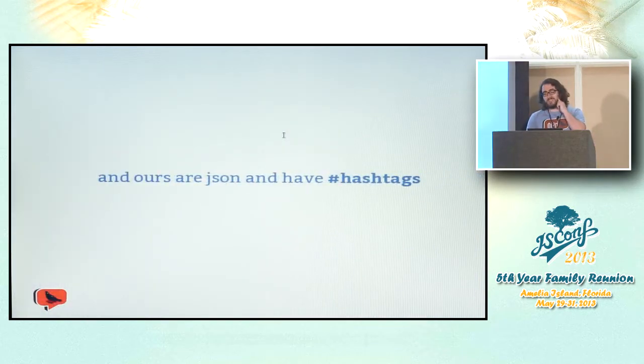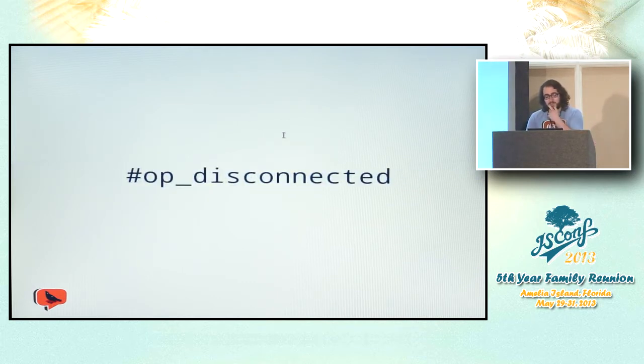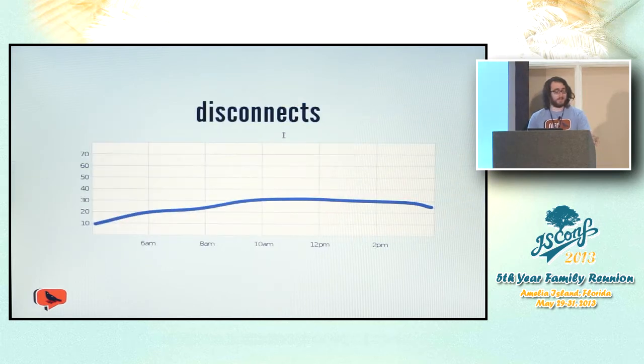And ours happen to be in JSON, and they have hashtags in them, because that's just what we do. So we actually were logging an op_disconnected hashtag every time someone disconnects. If you graphed every time someone disconnected, it looks something like this, peaking around 30 or so per minute.